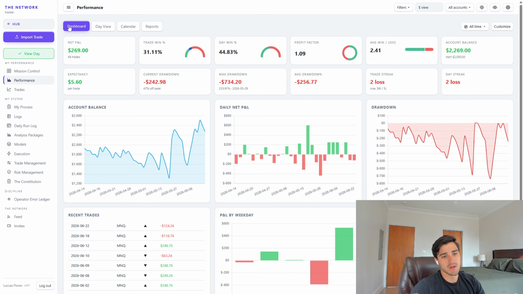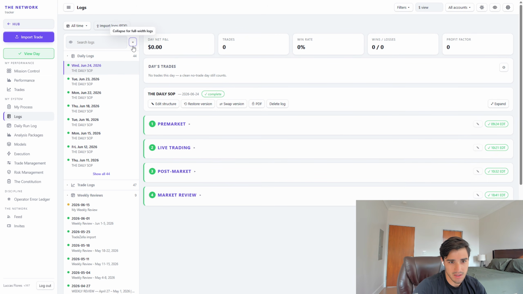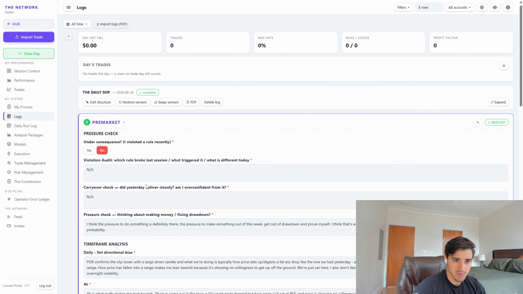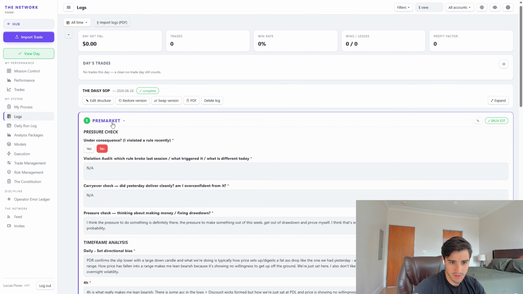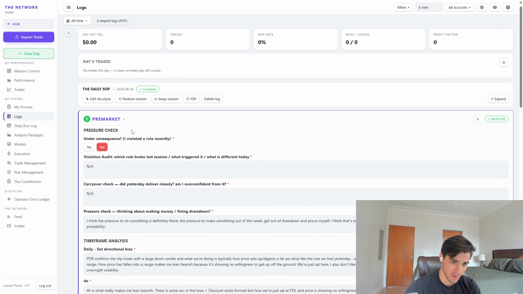So let's get into it. Let's go to logs. Let's pull up today, Wednesday, June 24th, 2026. So the first thing that I do is I run through my pre-market process. There are 4 phases of the work that I have to carry out on a day-to-day basis for me to properly collect my data and be able to reflect on this and grow from it. So the first thing that I want to make very clear and record is my pre-market analysis.